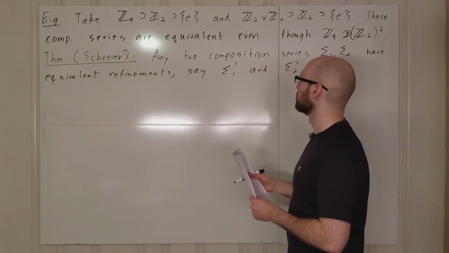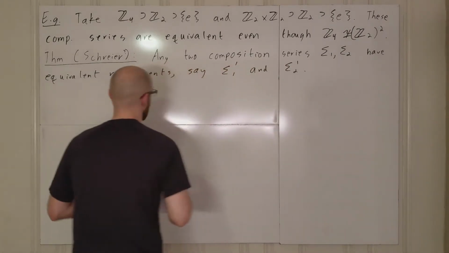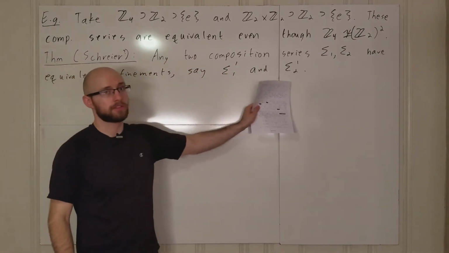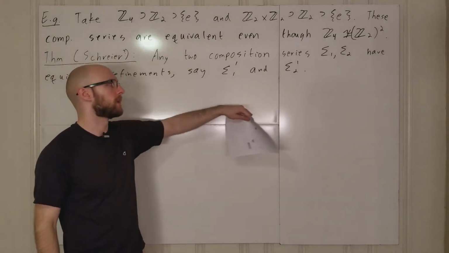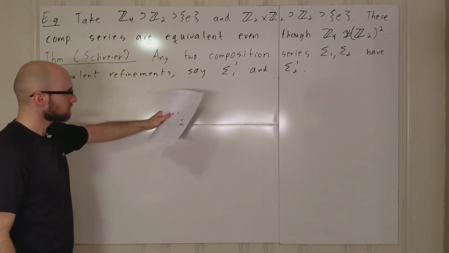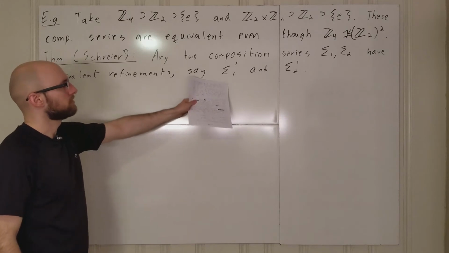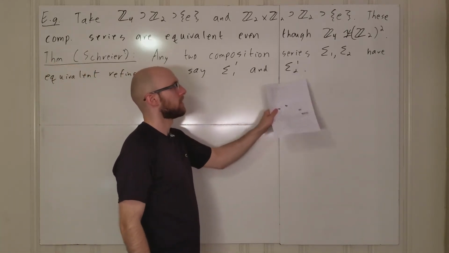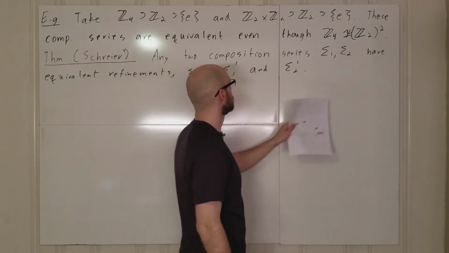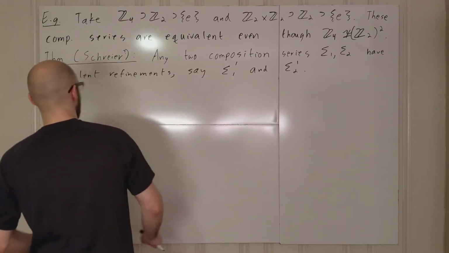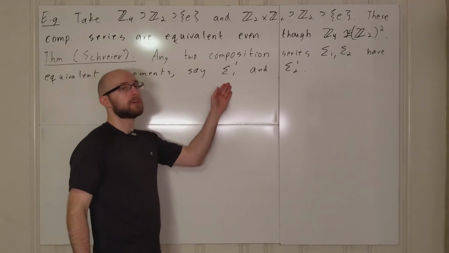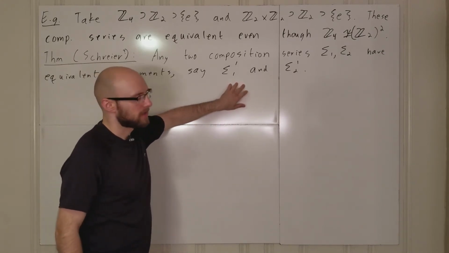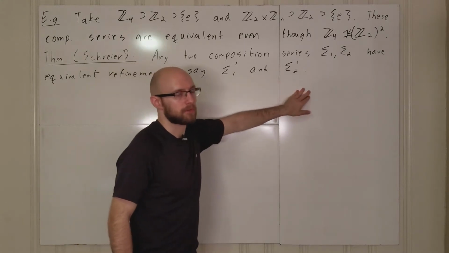Okay, so what does this mean? This means that we have two refinements, sigma 1 prime and sigma 2 prime, such that sigma 1 prime is finer than sigma 1 and sigma 2 prime is finer than sigma 2. And also sigma 1 prime is equivalent to sigma 2 prime.